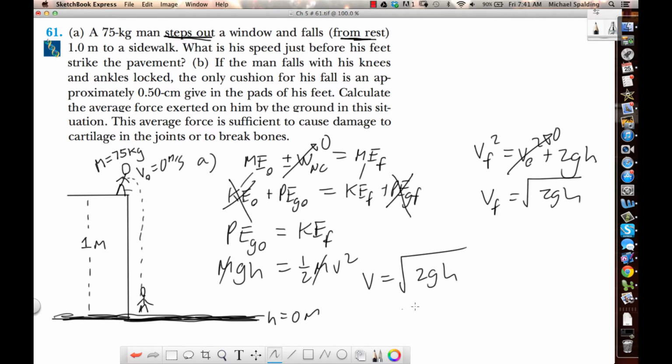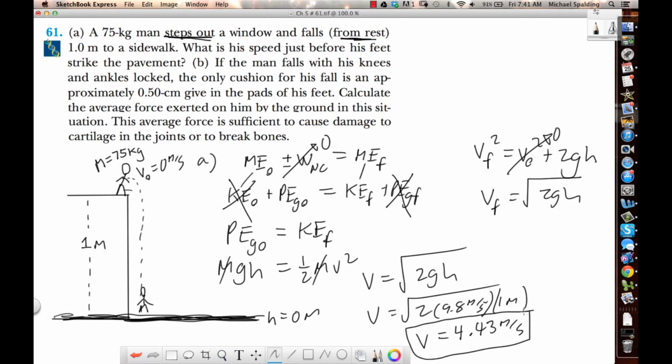Pretty cool. Okay, so you plug in, square root 2 times 9.8, h is 1, so he hits with a velocity of 4.43 meters per second. Okay, that's the easy part. Now, part B is a little trickier.